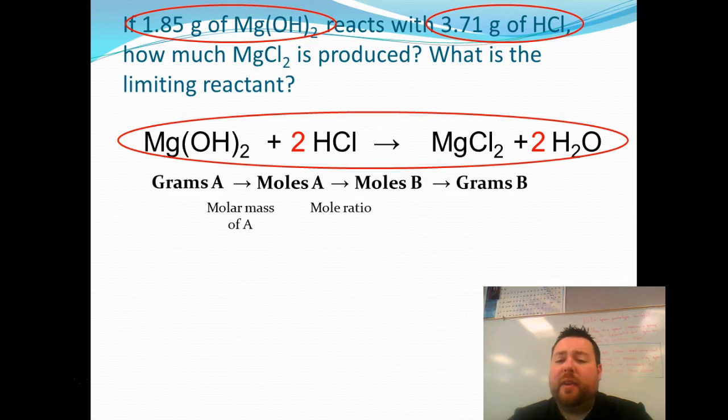In addition, we can do the same thing that we did in our first step. Going from moles to grams is essentially the same as going from grams to moles. We're just going to flip-flop what our fraction looks like. We're still going to be using the molar mass, just the molar mass of whatever this substance is. In this case, it'll be magnesium chloride.